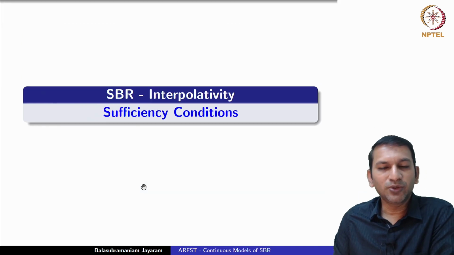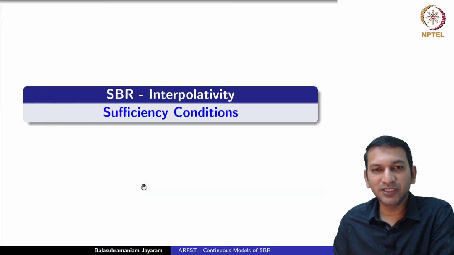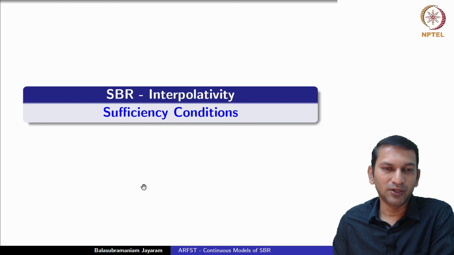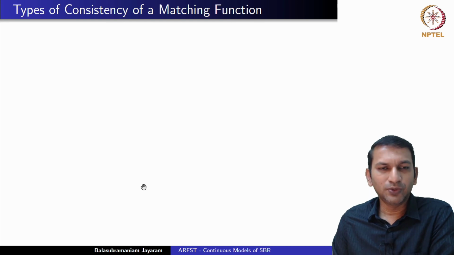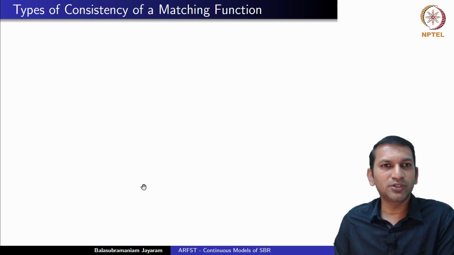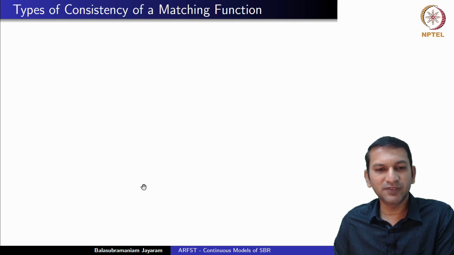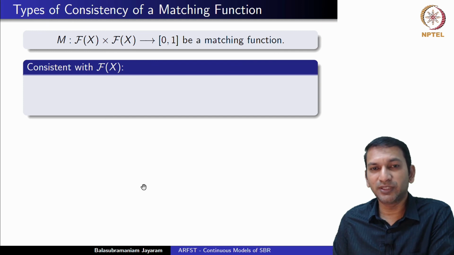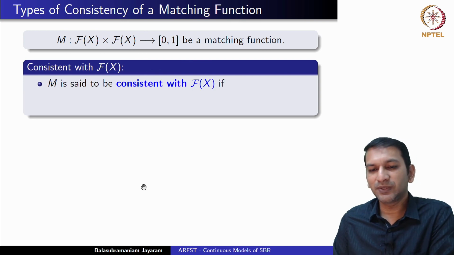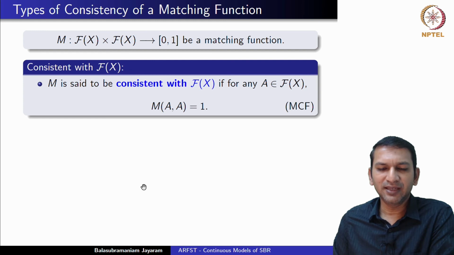Now, let's look at some of the sufficiency and equivalence conditions that we have obtained for the SBR inference scheme to have interpolativity. You might recall this from the last lecture of the previous week. Towards discussing this, we had insisted on some properties on M specifically. Given a matching function M, we say it is consistent with the space from which the fuzzy sets are being taken, its domain essentially.